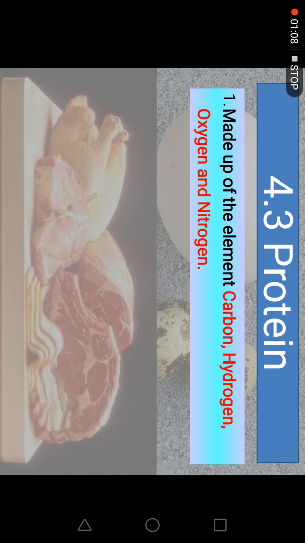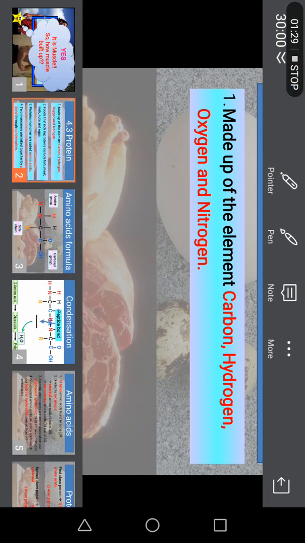Now proteins are made of carbon, hydrogen, oxygen, and nitrogen. These are the main elements in the protein. But some proteins will have sulfur and phosphorus, depending on the R group. The R groups, if you have read up, you know what I meant. So where can we get protein?